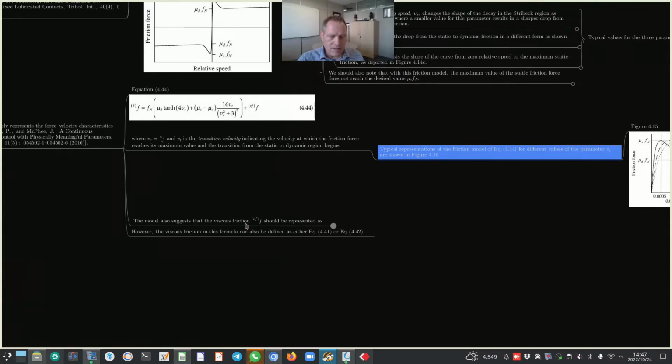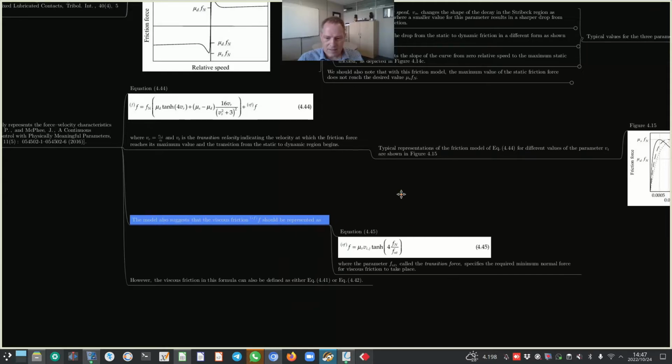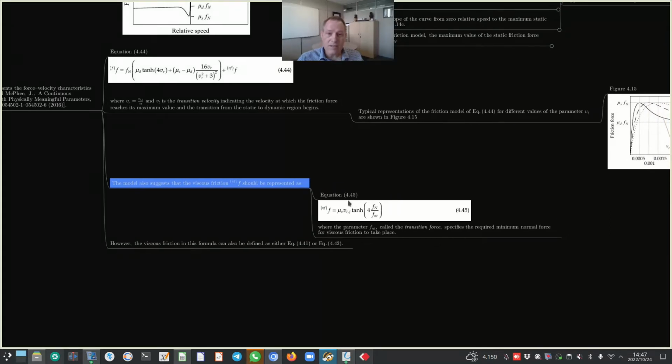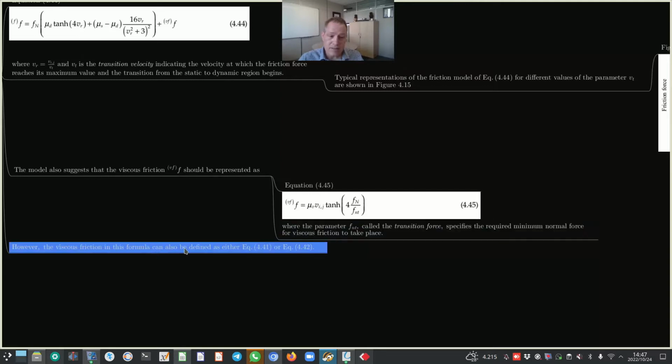Right, the model also suggests that the viscous friction should be represented as shown here in equation 4.45, where the parameter Vnt, called the transition force, specifies the required minimum normal force for viscous friction to take place. However, the viscous friction in this formula 4.44, which is shown here at the end, can also be defined as equation 4.41 or 4.42 that we spoke about in the beginning of the lecture.